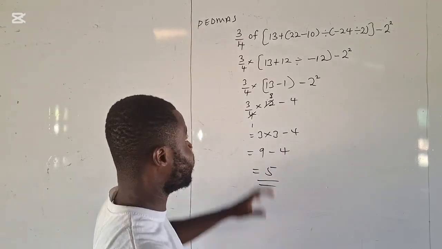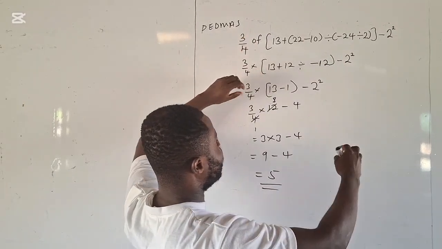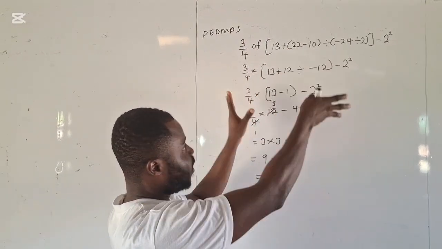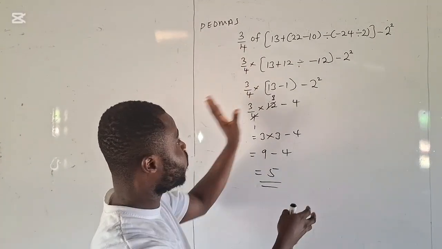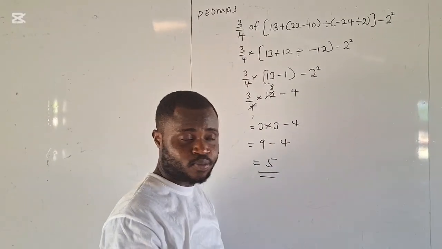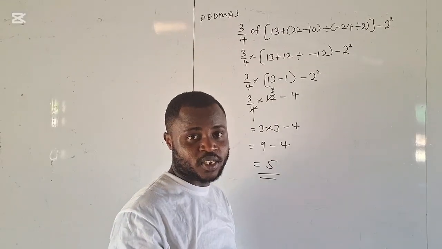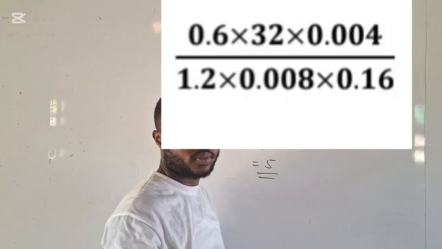This is PEDMAS. If there are more brackets with ones inside, solve the one in the smaller bracket, and then you come to the bigger bracket, then you solve it using the PEDMAS principle. That is so easy to do. Now let's take the last question, which will be on standard form.